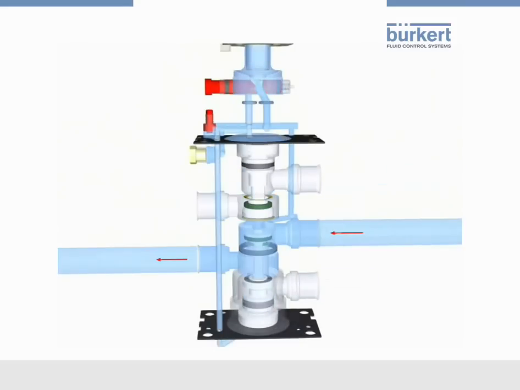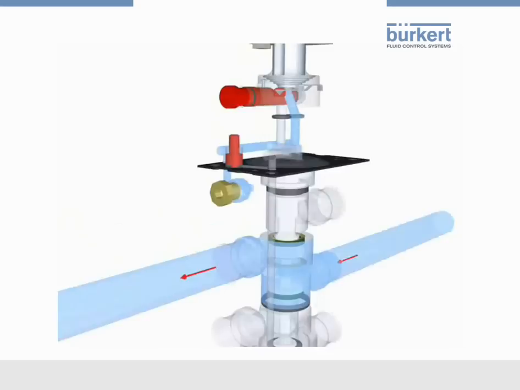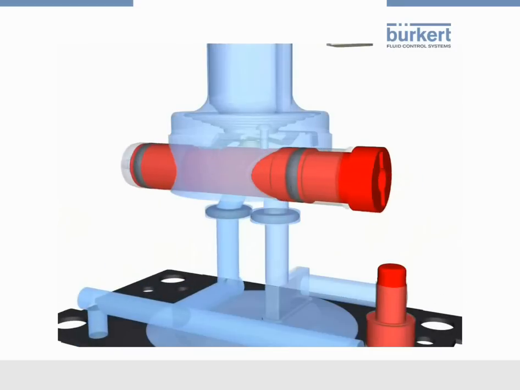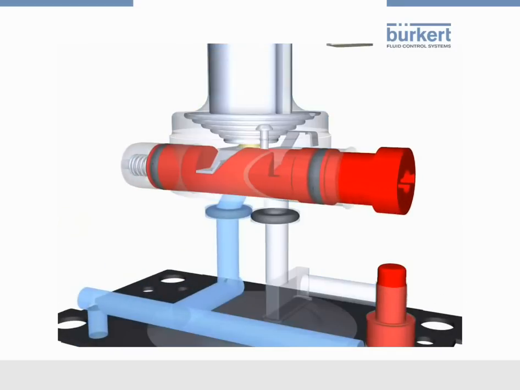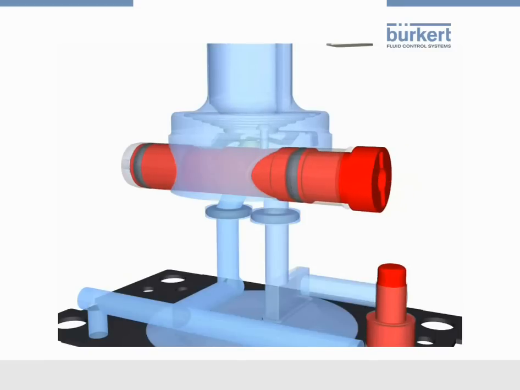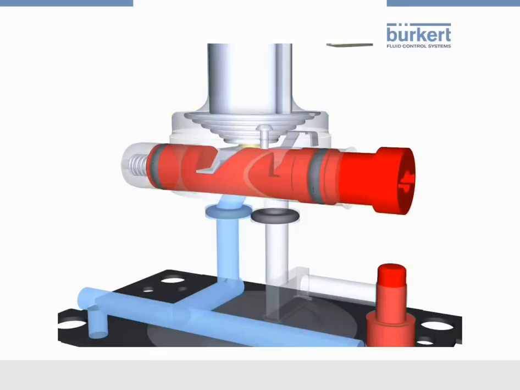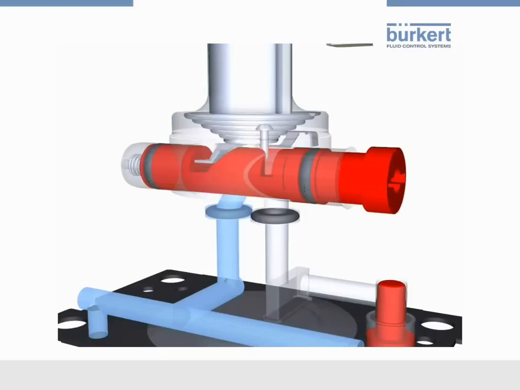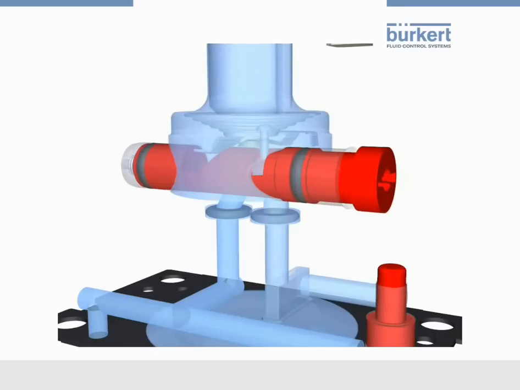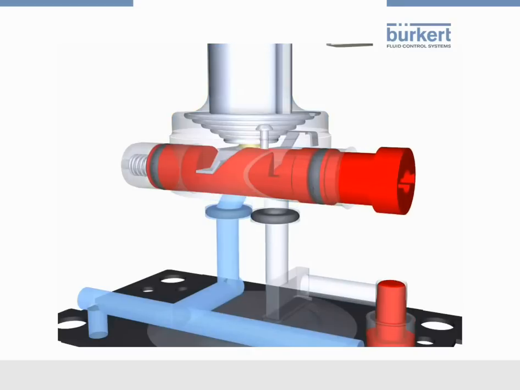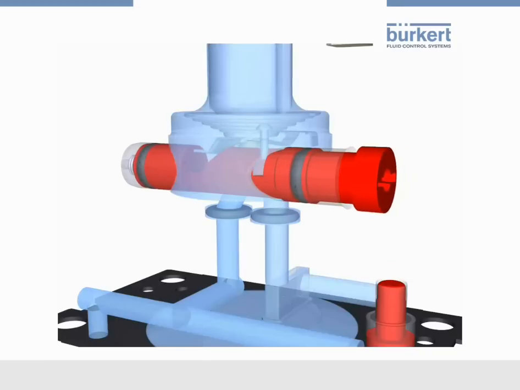Lastly, we take a closer look at the manual override. To manually operate the valve, turn the manual override as far as it will go. By turning it 90 degrees to the right, the manual override will be locked. At the same time, the red position indicator shows and remains in this position when the valve is switched.